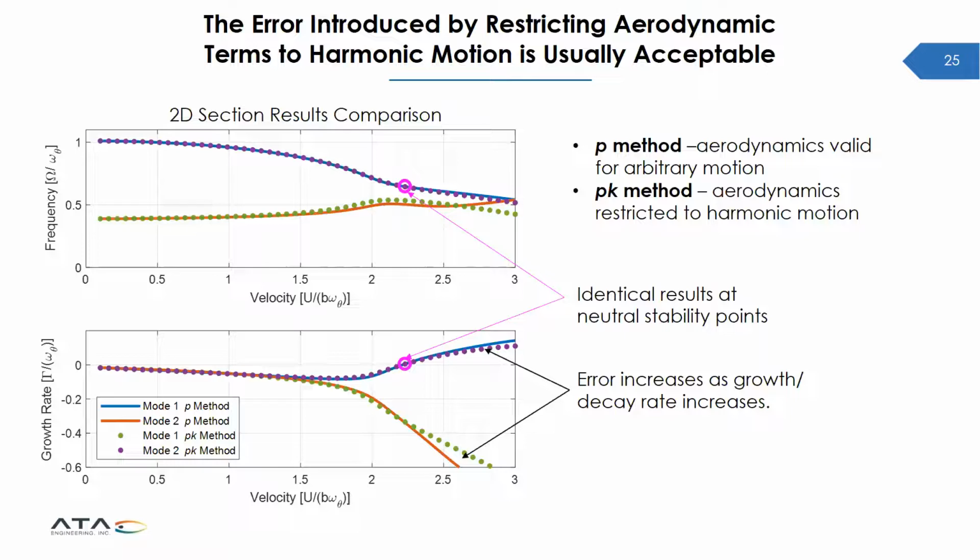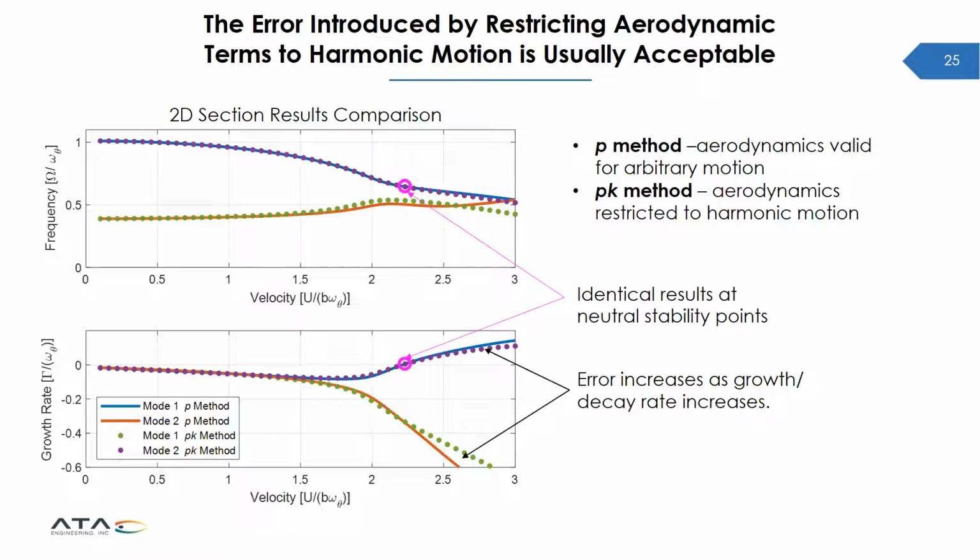The error introduced by restricting the aerodynamic terms to harmonic motion is usually acceptable. And you have to think about what we're looking for in these cases. This is the same results for that 2D section. But what I've done here is I've plotted the original result, which you've already seen, which is P method. I've used transient aerodynamics and the traditional eigenvalue approach. And then on top of that, I'm showing the result using PK method, which is the method that allows us to solve for the eigenvalues while restricting the aerodynamics to harmonic motion.